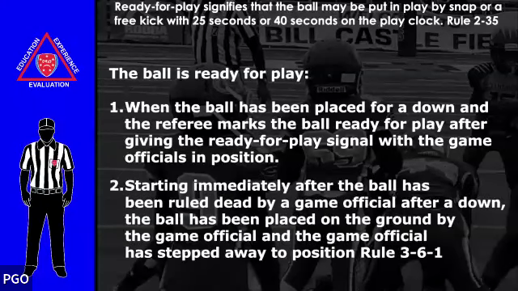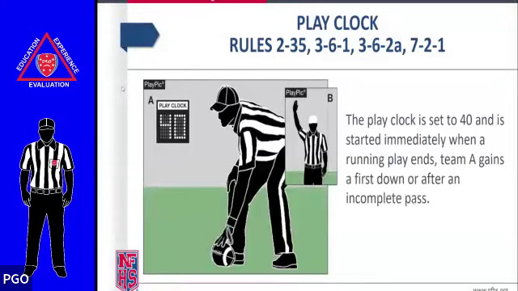Now, for anything else, starting immediately after the ball has been ruled dead by a game official, after the down, the ball has been placed on the ground, and the game official stepped away. So we're talking about a 40-second play clock. Okay? Play clock is set to 40 seconds and starts immediately when the running play ends, the team gains a first down, or a pass. And those three different signals. The signal you see here is signal 7 for dead ball because it was a running play. We'll cover the rest in this.